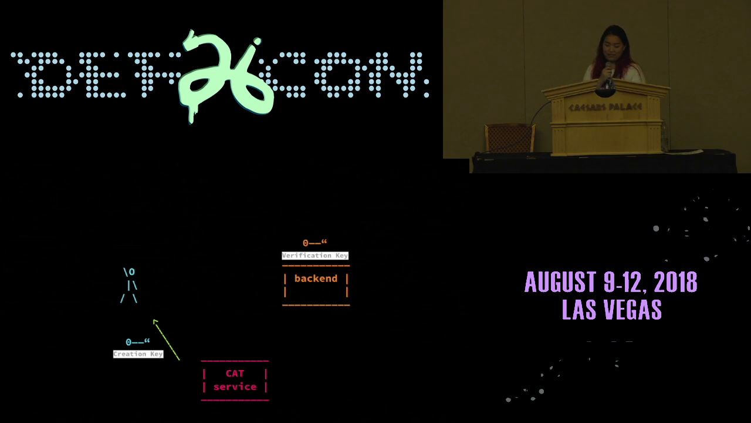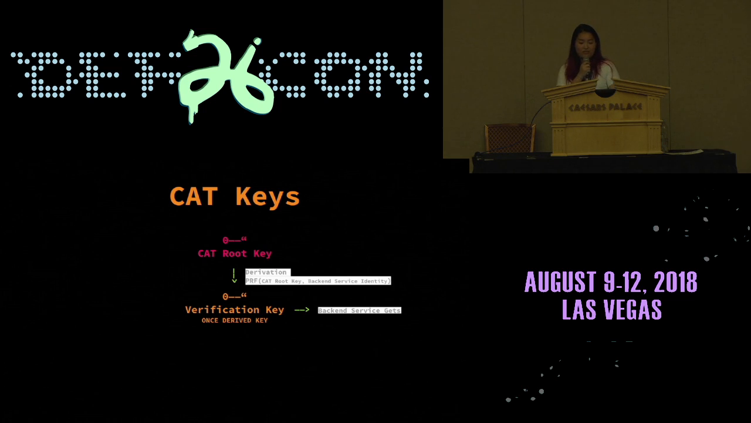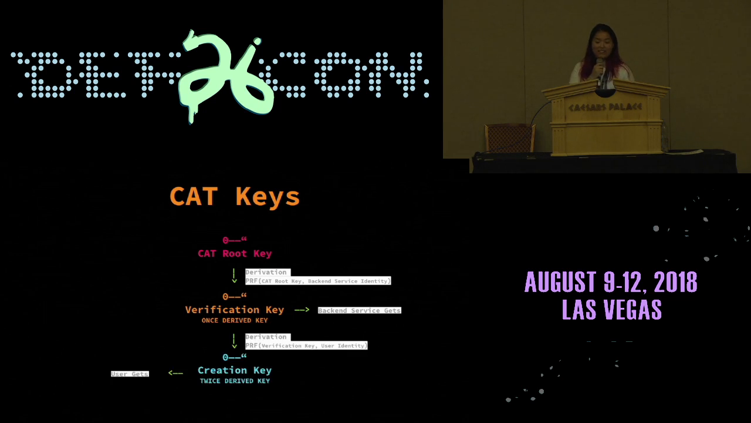So let's take a dive into what these CAT keys are. The verification key that I spoke about earlier that the backend service gets is actually the result of a pseudorandom function applied to a CAT root key along with the backend service's identity. This creates the verification key that the backend service will get. And then another derivation is applied onto that key again using the same pseudorandom function, but this time with the verification key and the user's identity. So we get the creation key, which is the twice-derived key, and now it makes sense why it's twice-derived. And then the user gets this.